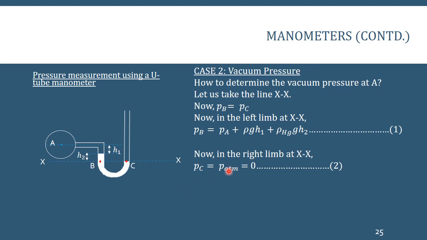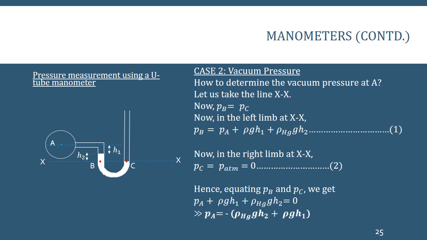Now I know that PB is equal to PC, so I can equate and I will get PA plus rho g H1 plus rho mercury into g into H2 is equal to 0, which means PA is equal to minus of rho mercury into g into H2 plus rho into g into H1. And hence we will get the value of pressure at A in the case of vacuum pressure also. We have only altered the position of the line XX to the free surface because the free surface is lower than the interface, and we have followed the same concept, that is equating the pressures at points along line XX in the left limb and in the right limb of the manometer.